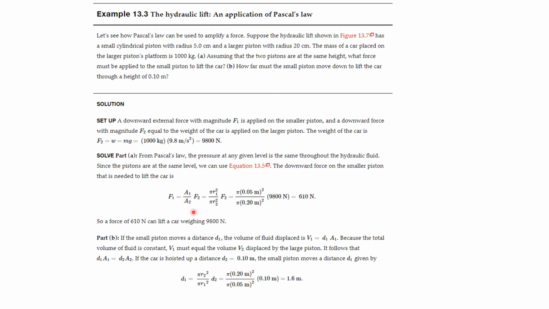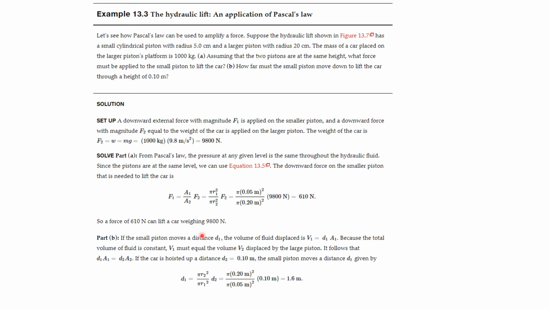Okay, well, we can just use this formula that we have. F1 is equal to A1 over A2 times F2. And these areas are going to be circles, pi r squared, pi r squared. The pi's will cancel out, and you'll square the various things. And so you see that to lift the car, a force of 610 newtons can lift a car that weighs 9,800 newtons.